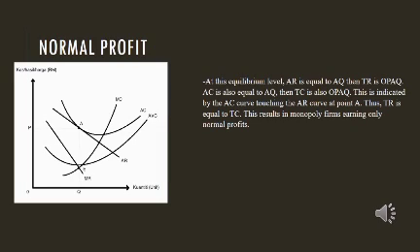Normal profit. At this equilibrium level, AR is equal to AQ, then TR is OPAQ. AC is also equal to AQ and then TC is also OPAQ. This is indicated by the AC curve touching the AR curve at point A. Thus TR is equal to TC. This results in the monopoly firm earning only normal profit.